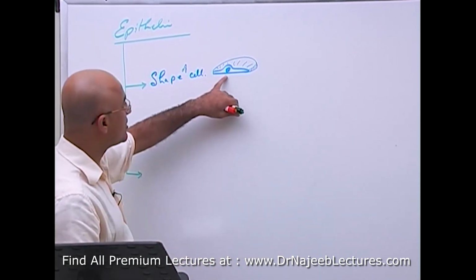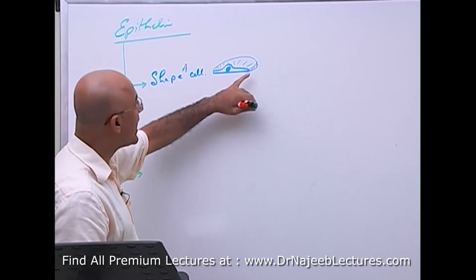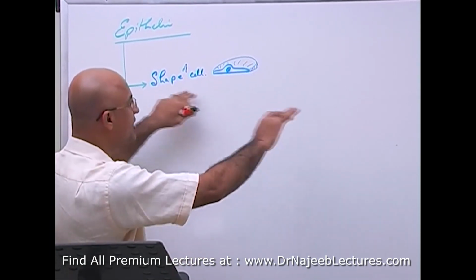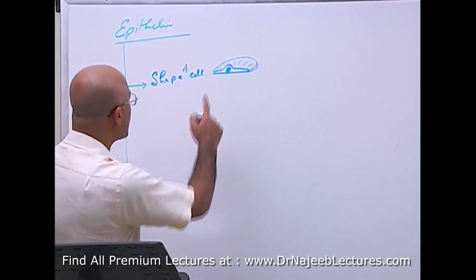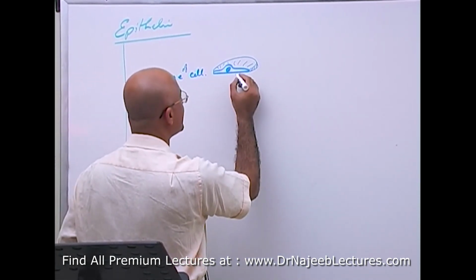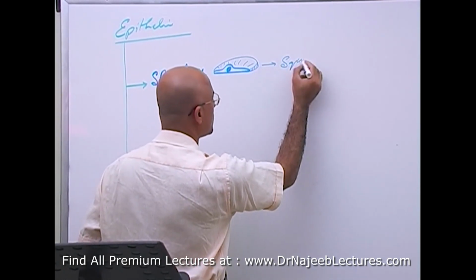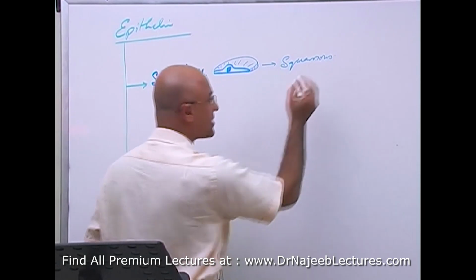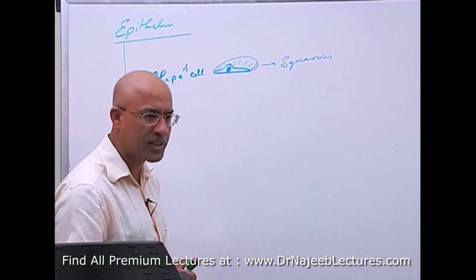Now this cell is a flat cell, and in this cell, if you look, yes, that is a central nucleus, but it is like a fried egg, right? Height of the cell is very little and width of the cell is very wide. These type of cells are called squamous cells. So those epithelia which are having flat cells, we call them squamous epithelium.